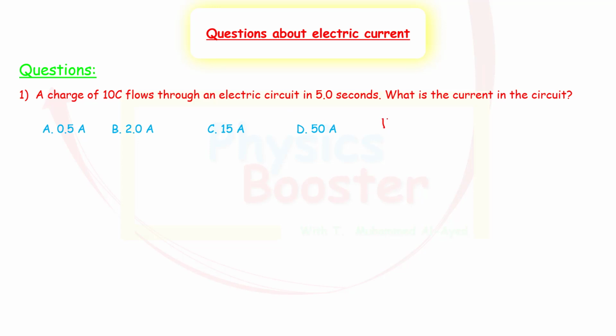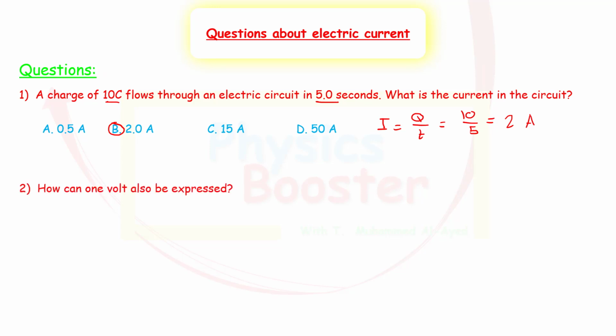Actually, it's very simple. The current is equal to charge divided by time. So we have the charge. The charge is 10 coulombs and the time is 5 seconds. So it's simply 10 divided by 5, which is equal to 2 amperes. So it's clear that the answer here is B.